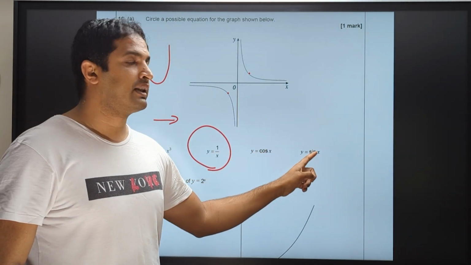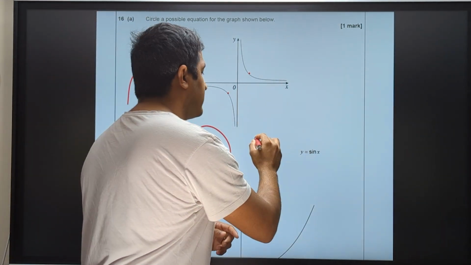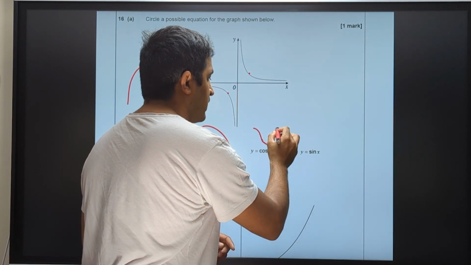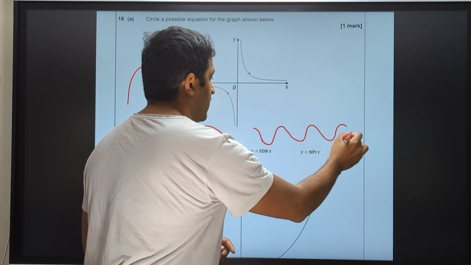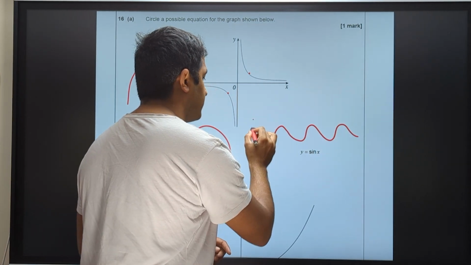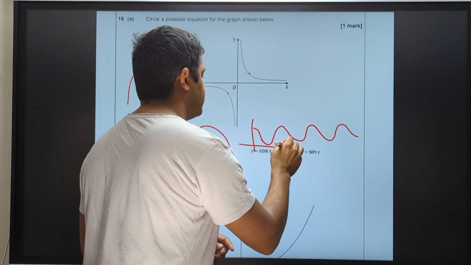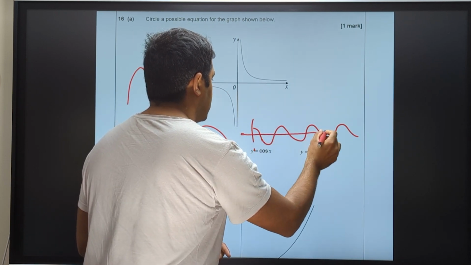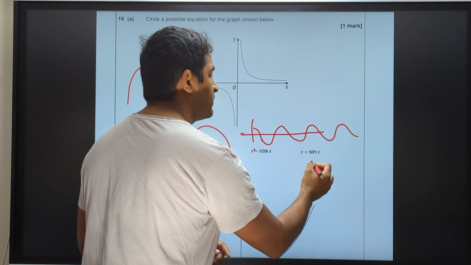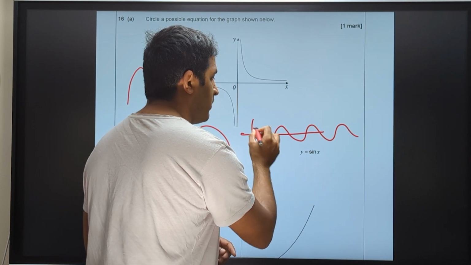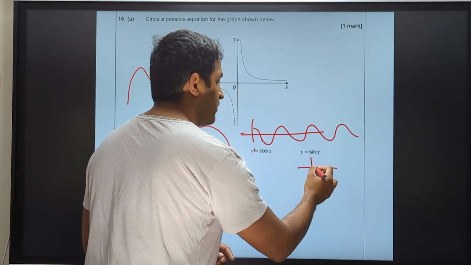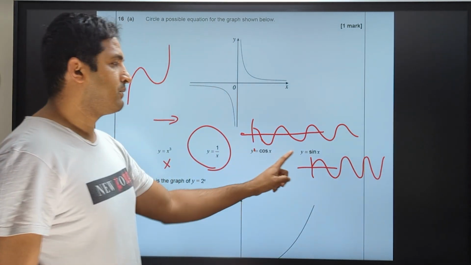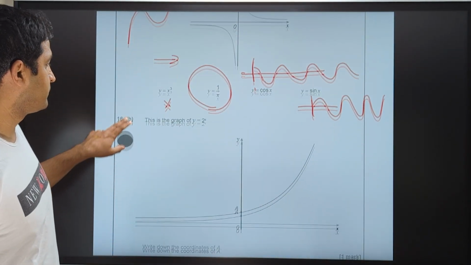If it's a cos x and the sin x graph, they are the continuous waves, okay? So cos x starts with 1, and then it goes like this. And if it's a sin x, it starts from 0. So rather than starting from 1, it starts from here and goes like this. Okay. So that's the only difference between the sin x and cos x.